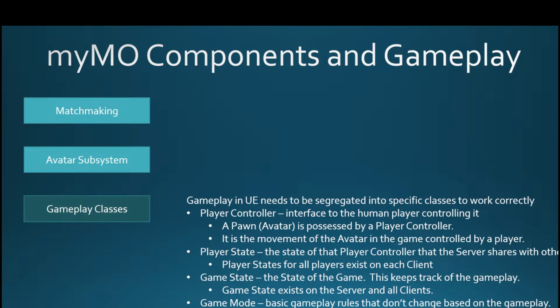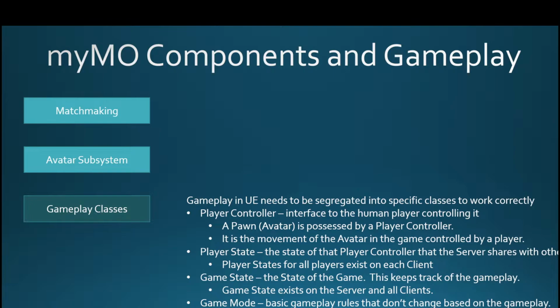So in our classes we have a player controller class. A player controller is the interface to the human being who's controlling it. You can think of it as the mouse and WASD and joystick or whatever else they use to control the game. And the player controller possesses a pawn. A pawn, a special type of actor or class, is the avatar. So you say, my controllers on my keyboard are controlling this avatar. That's what a pawn is. A pawn is the avatar.